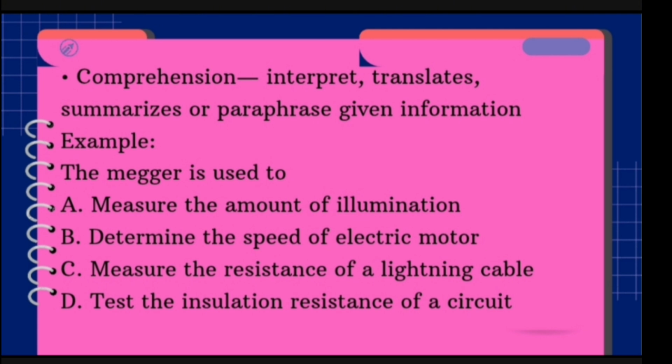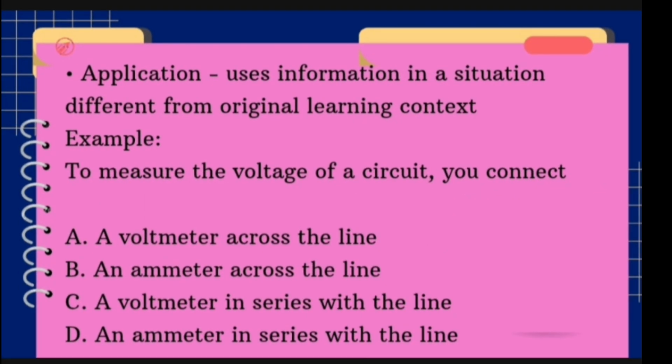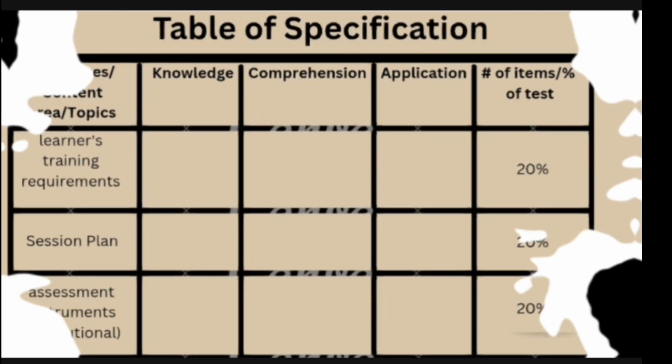Here's the example. A. Measure the amount of illumination. B. Determine the speed of an electric motor. C. Measure the resistance of a lighting cable. D. Test the insulation resistance of a circuit. Next is application. It uses information in a situation different from the original learning content. Example: to measure the voltage of a circuit, you connect A. a voltmeter across the line, B. an ammeter across the line, C. a voltmeter in series with the line, D. an ammeter in series with the line.